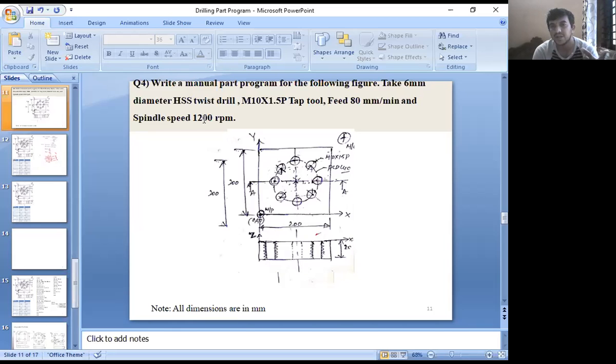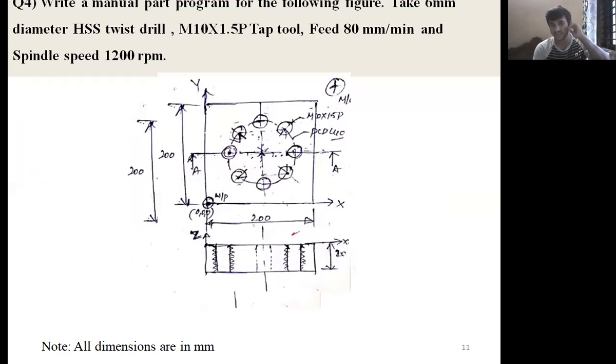Metric 10 mm, 1.5 pitch it is. Tap tool. Then feed is how much? 80 per minute. And spindle speed is how much? 1200 rpm. Now we go for study this drawing.